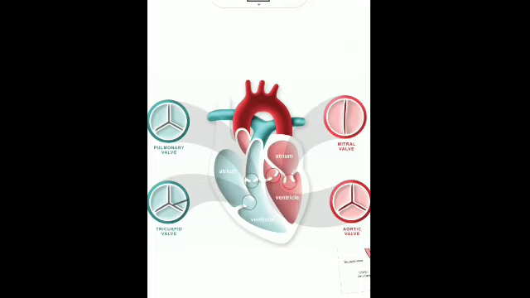Aortic valve, where is it present? It is present between the left ventricle and the aorta. Aorta is the biggest artery, and this valve is present over there. So you have the various valves which are present: the aortic valve, the bicuspid valve, the tricuspid valve, and the pulmonary valve.